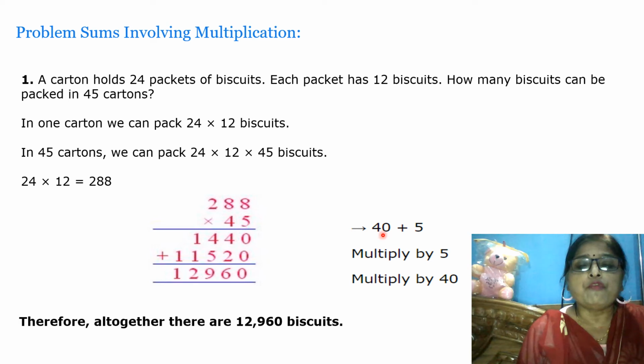As you know, 45 is expanded as 40 plus 5. In the first step you multiply 288 by 5, that is 14,440, and in the next step you multiply it by 40 and you get 11,520. Now you add both steps and you get 12,960. So altogether there are 12,960 biscuits in the 45 cartons.